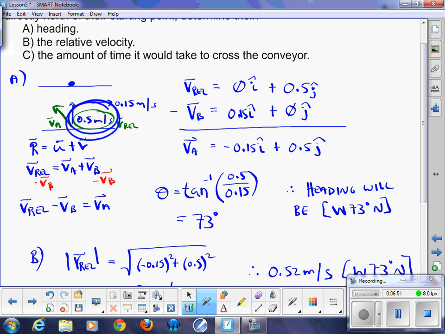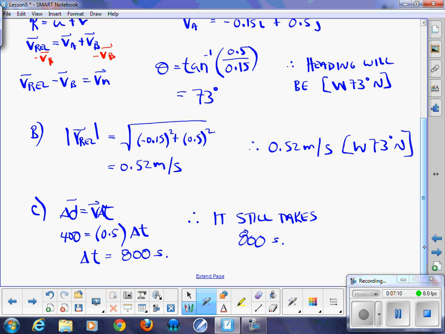your velocity, the y component, if you want to think of the y component, or your velocity heading north, never changed. It's 0.5. So even if you're heading this angle or this angle, if that vector stays the same, it's still going to take you 800 seconds to cross that same length. All right. So there we are on that one.